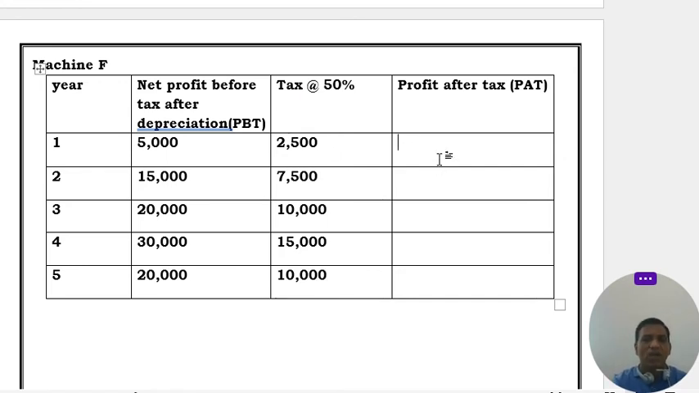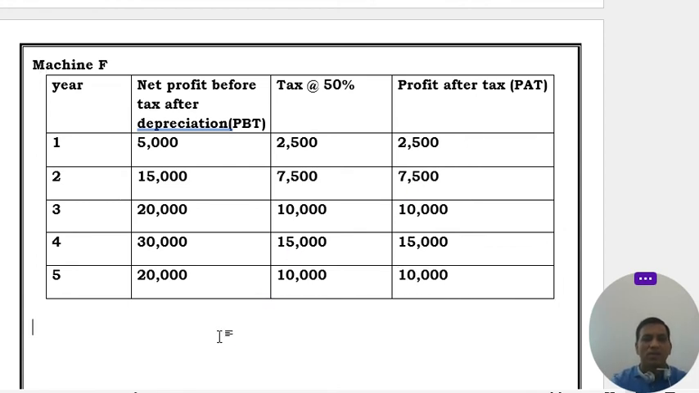Profit after tax. How will you get profit after tax? Profit before tax after depreciation, that is PBT, minus tax. Since the tax is at a 50% rate, it is easy to calculate the balance value. 5,000 minus 2,500 is 2,500. 15,000 minus 7,500 is 7,500. 20,000 minus 10,000 is 10,000. 30,000 minus 15,000 is 15,000. 20,000 minus 10,000 is 10,000.